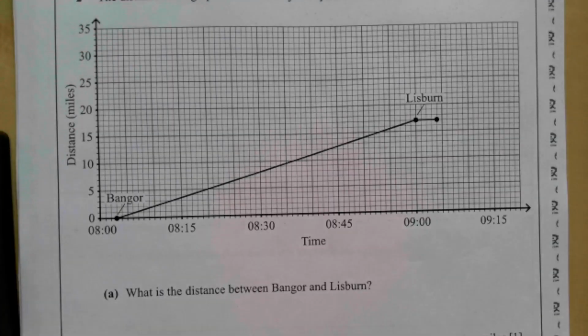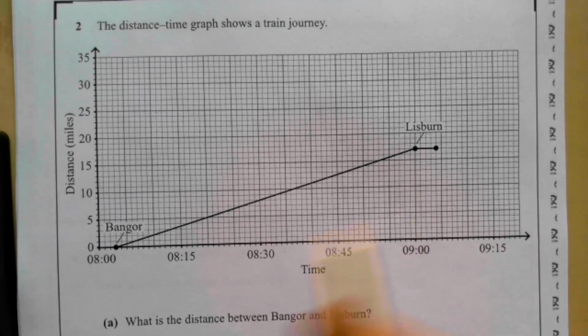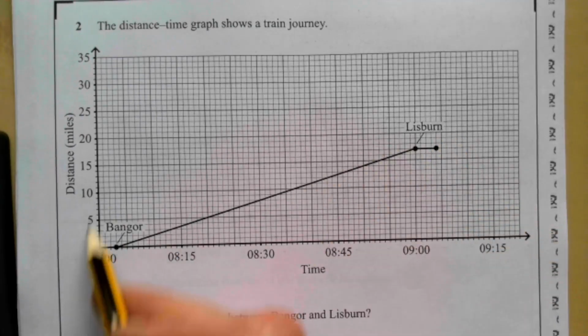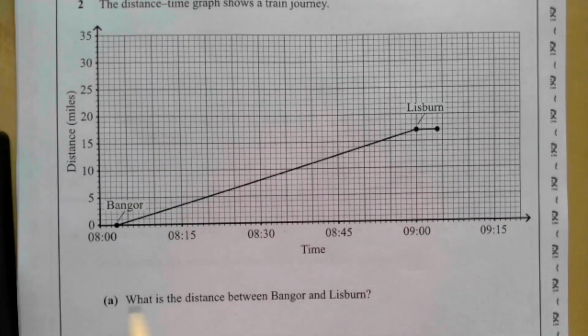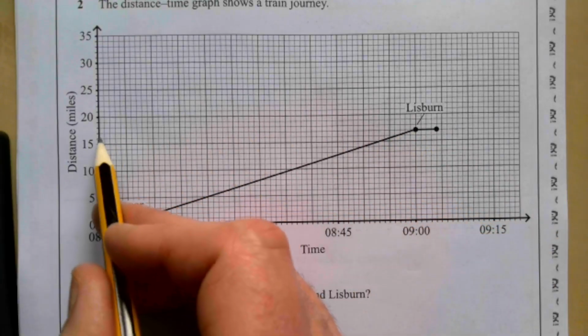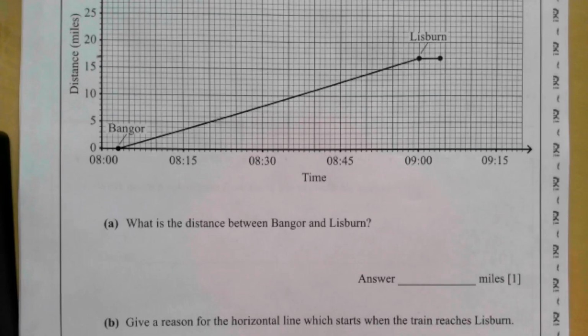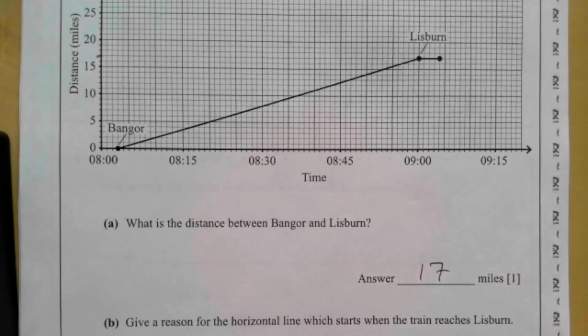Question 2. A distance time graph shows a train journey. It looks like it's going from Bangor to Lisburn, with distance travelled in miles. What's the distance between Bangor and Lisburn? So it starts at Bangor, 0 miles, and then up here it looks like it's 15, so it looks like it's heading here. So I think our answer then is going to be 17 miles.